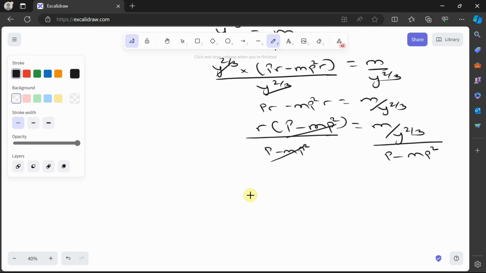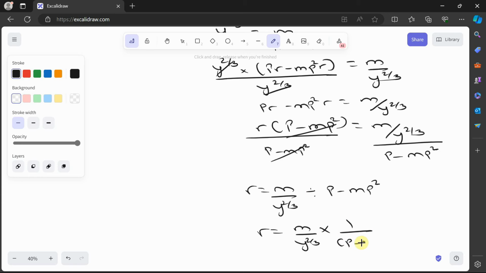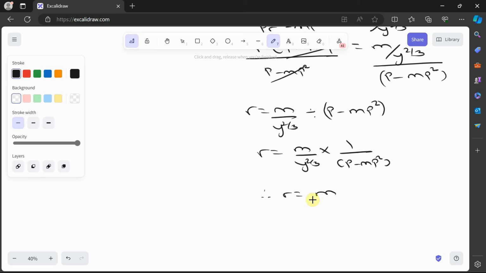This will cancel this. So r will now be equal to m over y raised to the power of 2/3 divided by p minus mp squared. If I wanted to simplify this, I could have said r is equal to m over y raised to the power of 2/3. If it's division, that will turn to times 1 over, in brackets, p minus mp squared. I should have just put all of this in brackets so that it doesn't cause any confusion. So therefore, our r is equal to m over y raised to the power of 2/3, open bracket, p minus mp squared. So this is the equation for r.